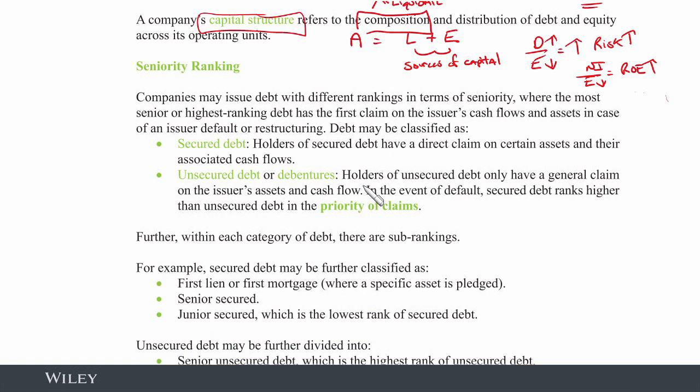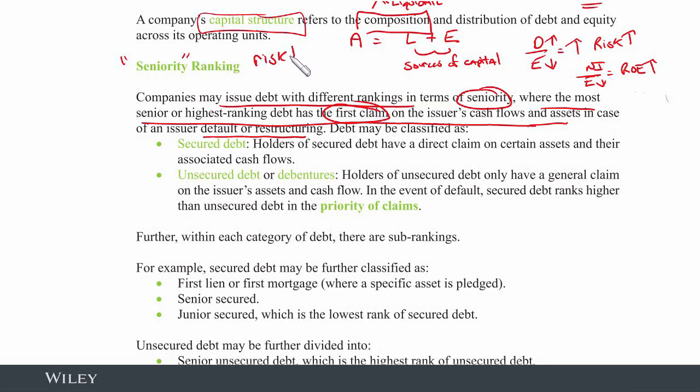Now, seniority ranking. As a general rule of thumb, companies can issue debt with different rankings in terms of seniority, who gets paid first in the event of a default. So we have the most senior or highest ranking debt. They have first claim on the issuer's cash flows and assets in the event of a default or restructuring. So what does that mean? If you are the most senior, then the risk you're assuming goes down, but then again, so would your required rate of return because you're assuming less risk.